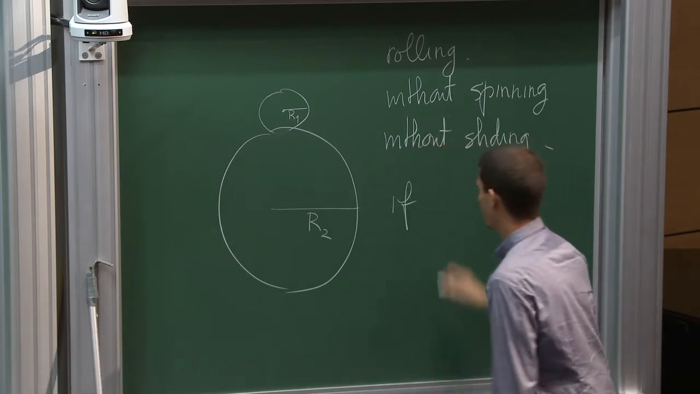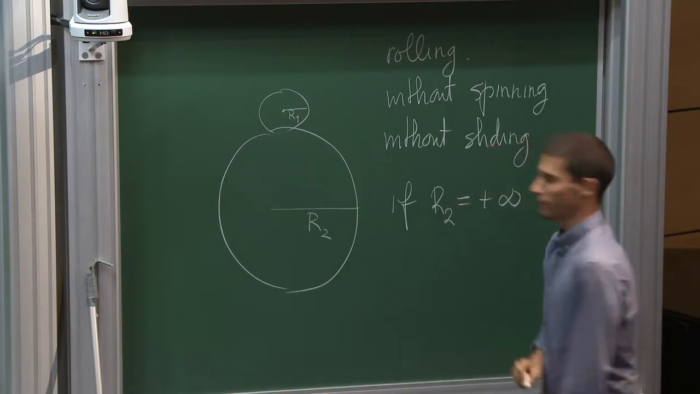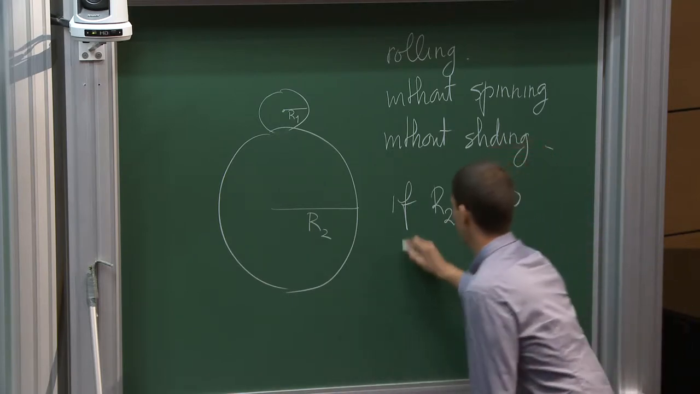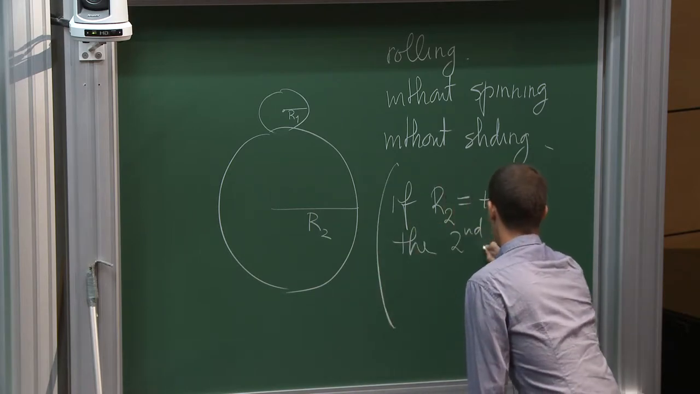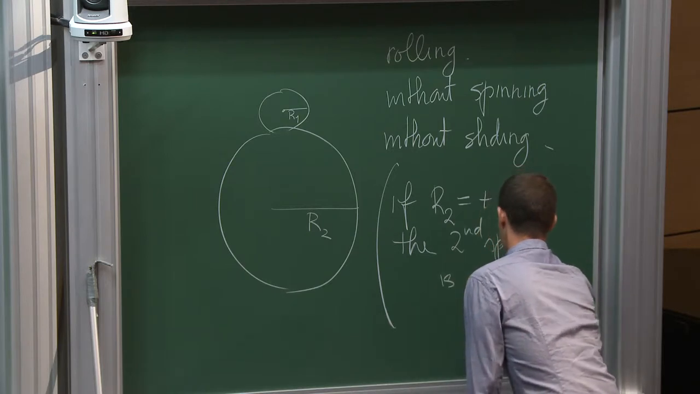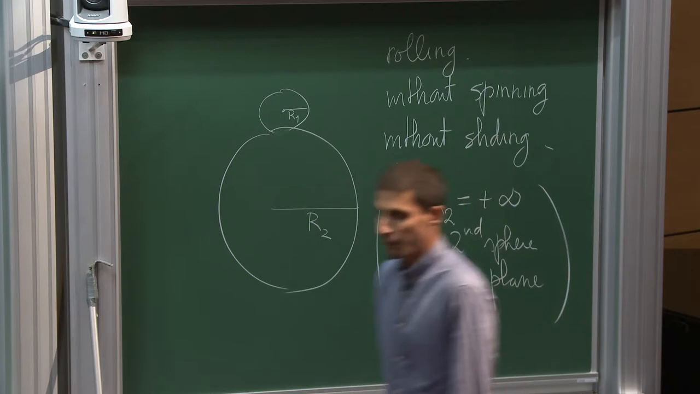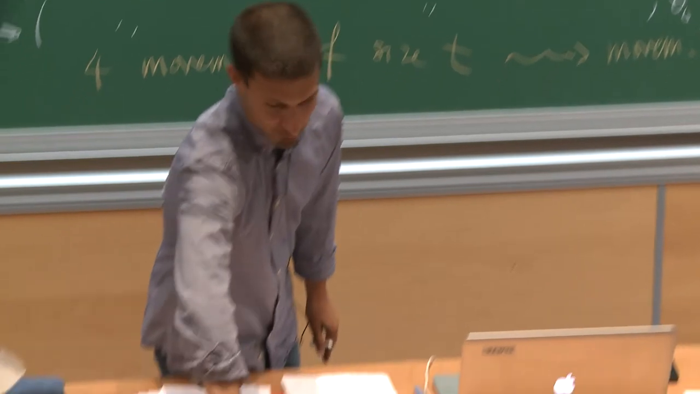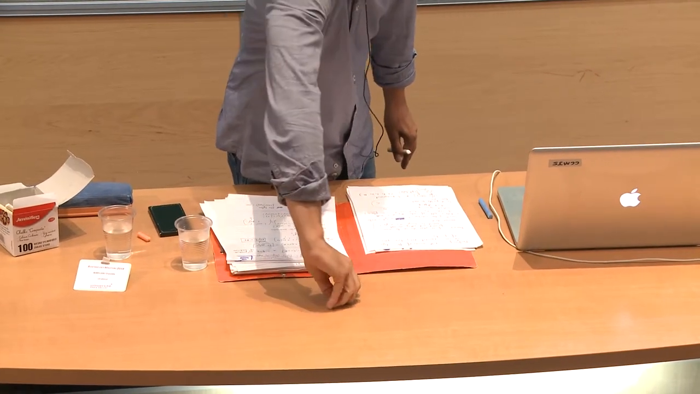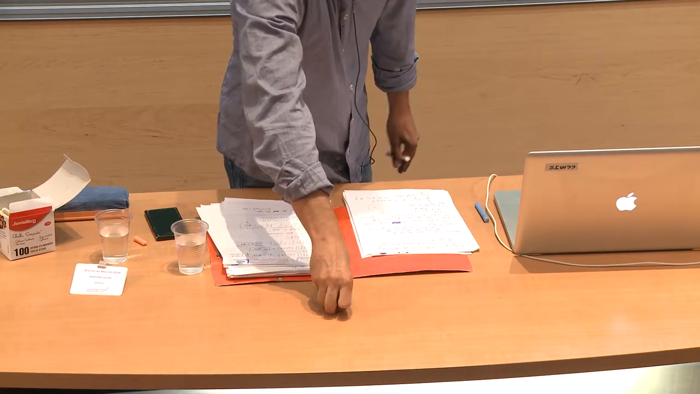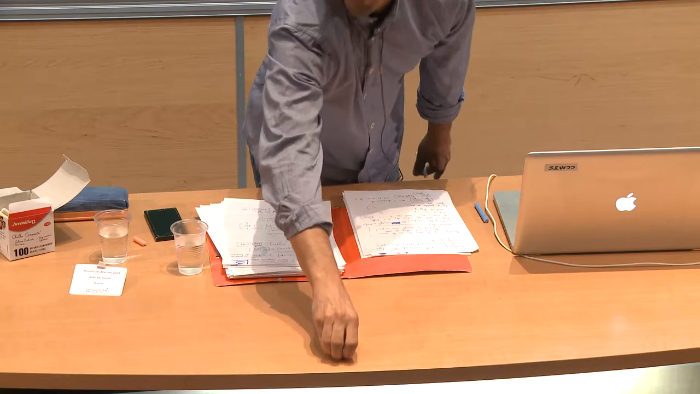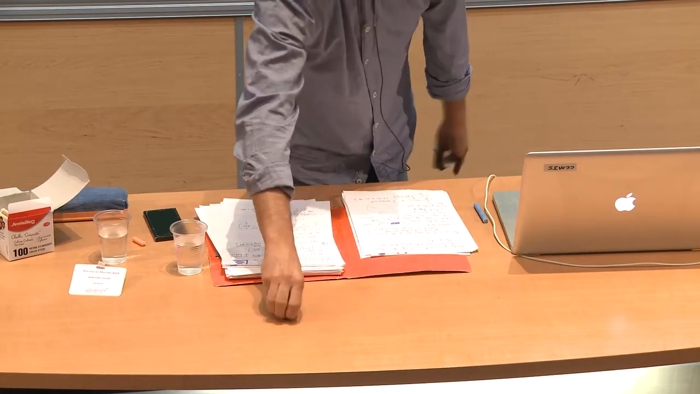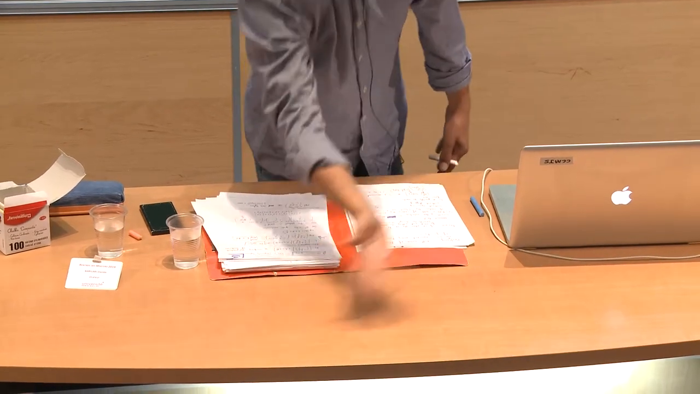Let's imagine first the simple case when R2 is infinity. In this case, the second sphere will be the plane, okay? If we have a ball on a plane, so here now unfortunately I have not a ball, but you can think, what you cannot do is you can move your ball, but you cannot spin, so you cannot change the orientation of the ball without changing the position. And sliding means that you are moving your ball with fixed orientation but changing the position.